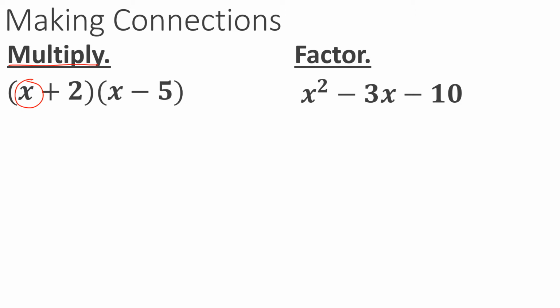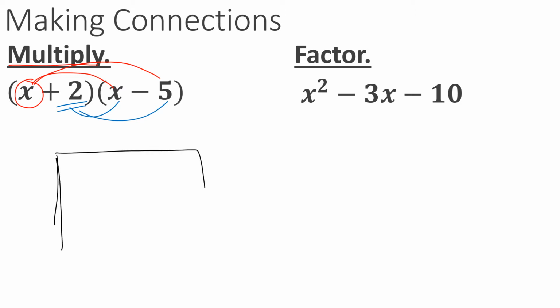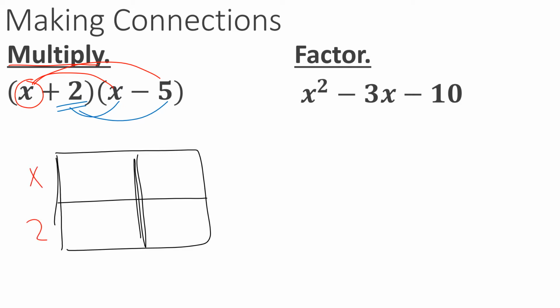Many of you, I think, are getting to the point where you could simply multiply this out using your distributing lines, making sure you distribute twice. I just want to connect this back to the rectangle or area model because it'll help some of you organize your guessing and checking, which is what we're about to do. Remember how we set this up. We had x and 2, x and -5.